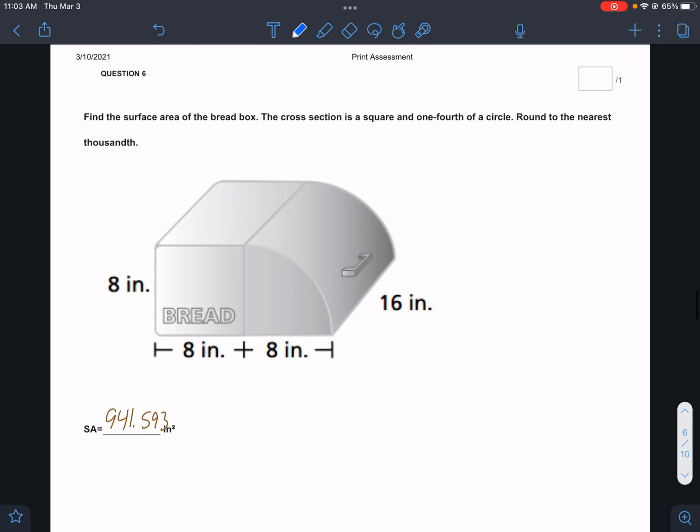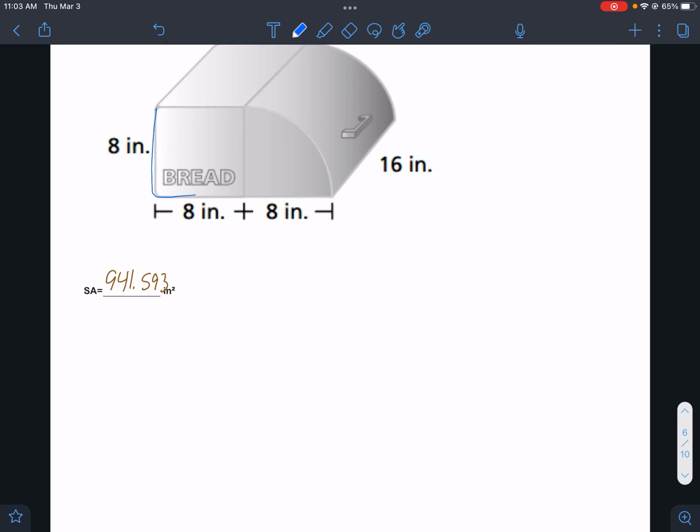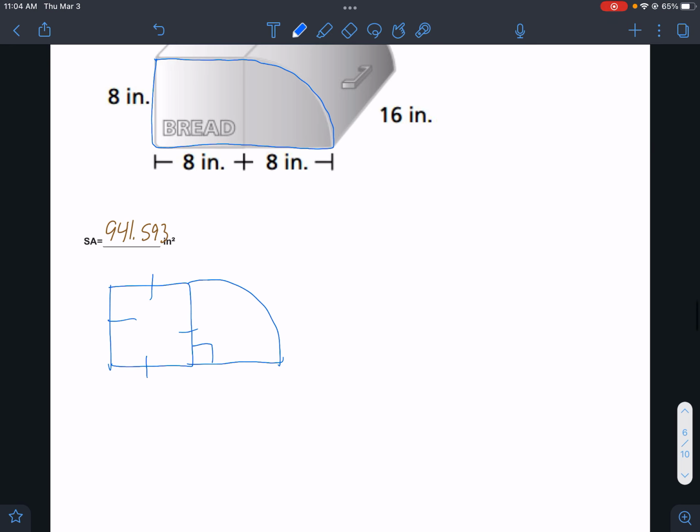All right. Next problem. Find the surface area of the bread box. We did this together in class, not an easy question. The cross section is a square with 1/4 of a circle. Cross section just means if I were to slice this, get like a knife and cut off a piece, what flat shape do I get? A cross section is a flat shape. And they're saying it's a square and 1/4 of a circle. So this is a square, and this is 1/4 of a circle. That's what they're saying. We know that these sides are all 8. They tell us this is 8, and that would be 90 degrees.